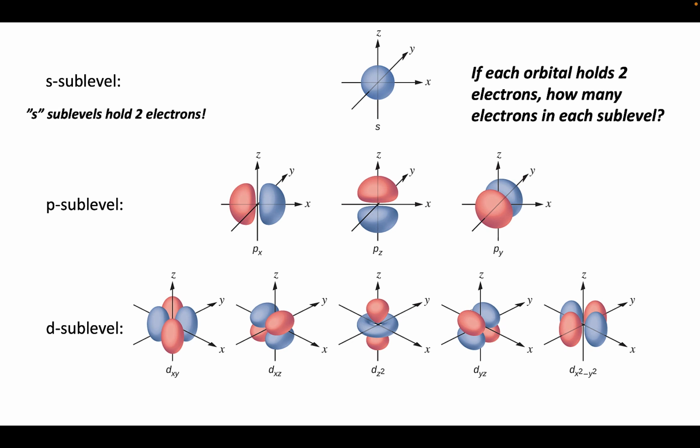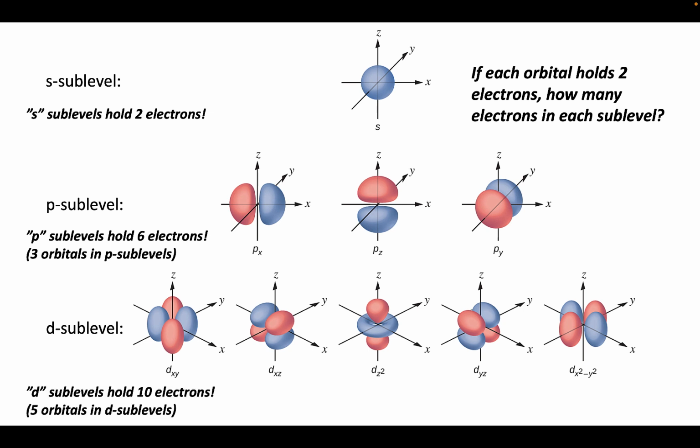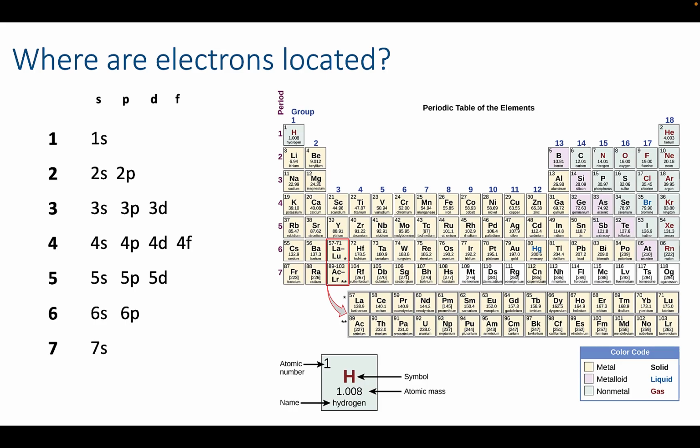In the s sublevel, there are going to be 2 electrons, and in the p sublevel, there are going to be 6 electrons, with 3 orbitals in the p sublevel. And finally, in the d sublevel, we're going to hold 10 electrons for having those 5 orbitals in the d sublevel. So this pattern, where in s we have 2 electrons, in p we have 6 electrons, in d we have 10 electrons, maximum, is going to be very important for moving forward here. We may not fill these completely, but that's the maximum amount they can hold.